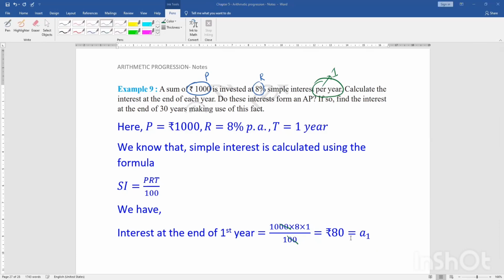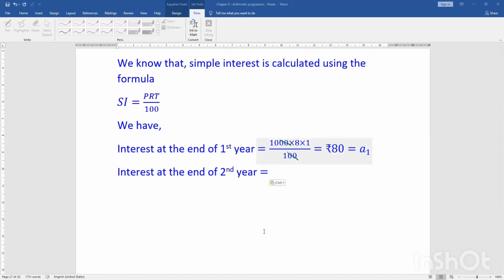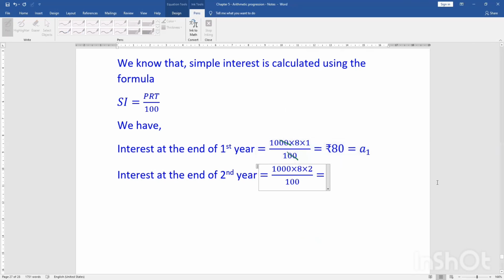Then similarly, we are going to find out the interest at the end of the second year. This is nothing but 1000 into 8 into, so now the year changes to 2. So what will happen to the value? The amount changes, so this interest is going to change. How much will it be now? It will be rupees 160, which is A2. So we write it as A2.